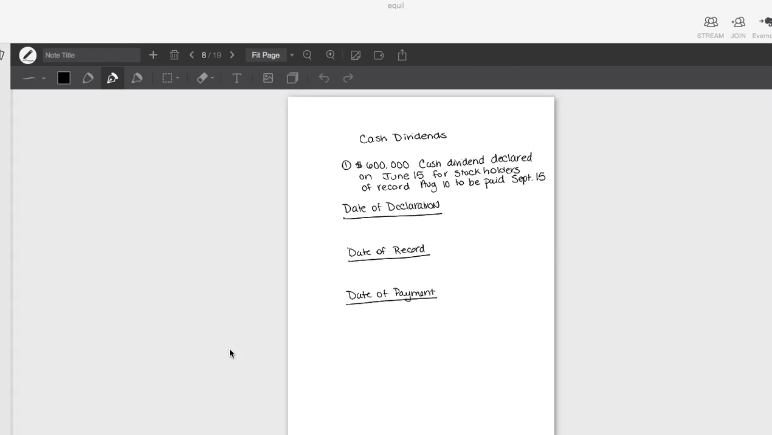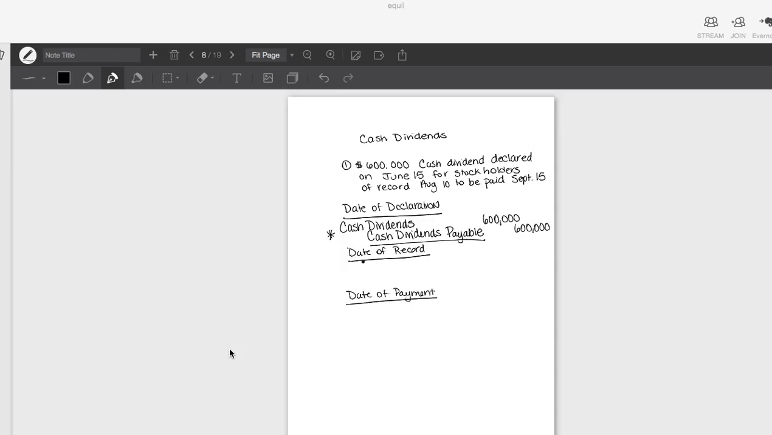On the date of declaration is when the liability is created for the company. And so you'll actually debit an account called cash dividends, and you'll credit an account called cash dividends payable for the amount given for the cash dividend. This is the day that the dividend actually becomes a liability on the company's books because the board of directors has declared that and promised to pay that to their stockholders.